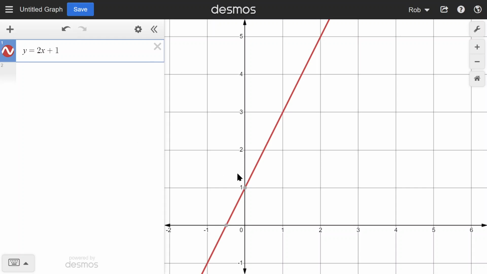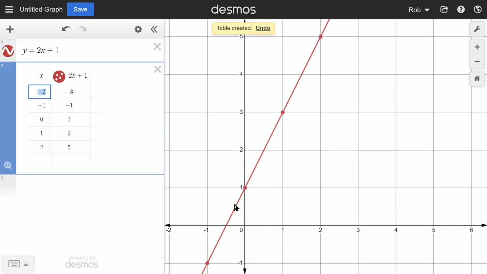So now it goes through, if I get the coordinates up again, it goes through at 0, 1, which is called the y-intercept, and from the 0, 1 it goes across 1 and up 2. And if I get to the next point, it goes across 1 and up 2.